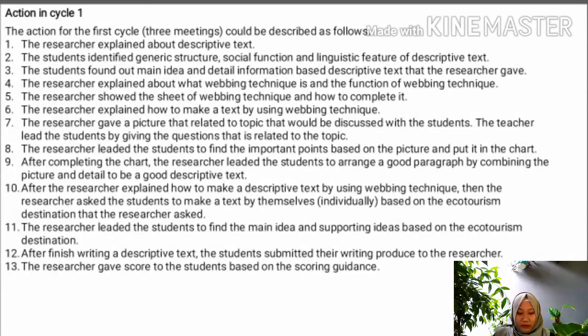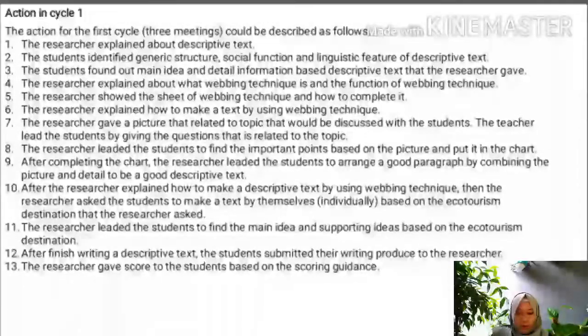The researcher gave a picture related to the topic that would be discussed by the students. The researcher led the students to find the important points based on the picture and put them in the chart. After completing the chart, the researcher led the students to arrange a good paragraph by combining the picture and details to be a good descriptive text, and then the researcher explained how to make a descriptive text by using webbing technique. Then the researcher asked the students to make a text by themselves.